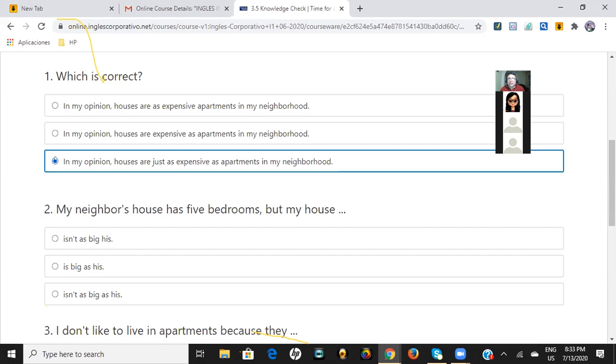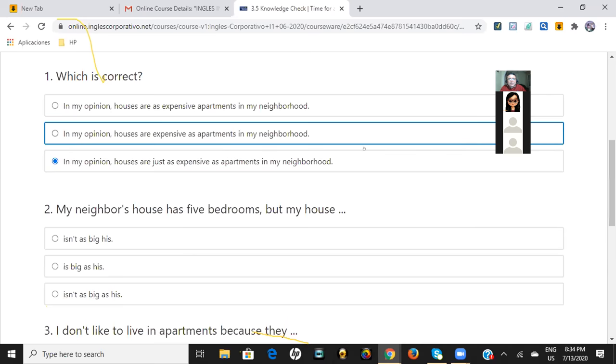Houses are just as expensive as apartments. So let's say you go to a Colonia San Benito, you find yourself a house, kind of small, $1,000. And then the apartments, they also cost $1,000. So they are as expensive as apartments. Okay. All right, let's do number two.